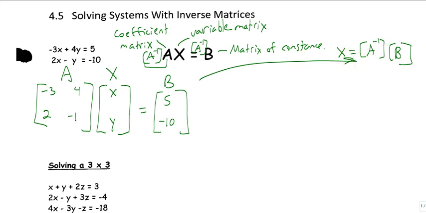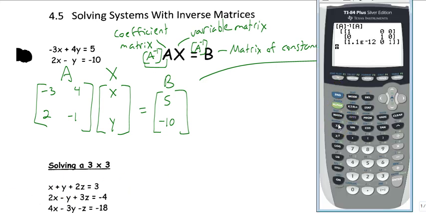Okay, so to solve this, you have to use your calculator. X equals A inverse B. So I'm going to plug both A and B into my calculator. So go to second matrix to get up the matrix menu, edit your matrix. My first one's going to be a 2 by 2, and I have -3. Make sure everything's entered correctly too. 4, 2, and -1. Alright, enter. And then do second matrix again. Go over to edit. And we're going to edit B now. B is a 2 by 1. 2 rows by 1 column. And we get 5 and -10.